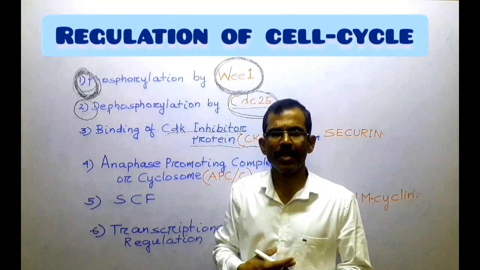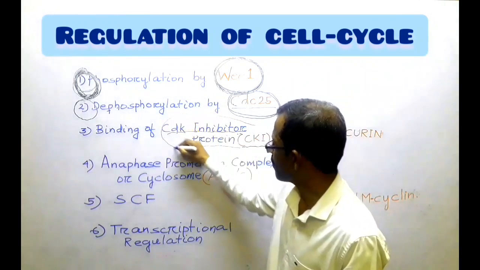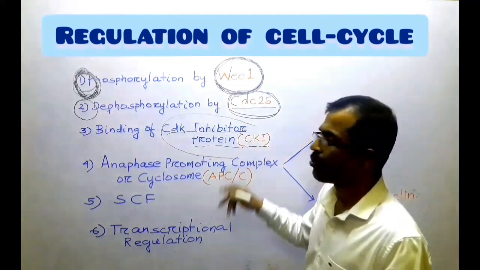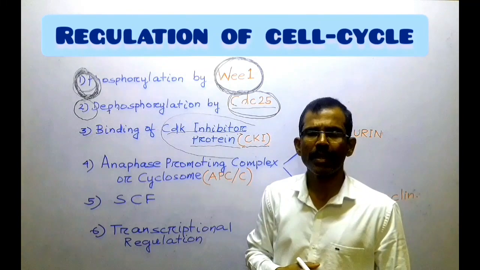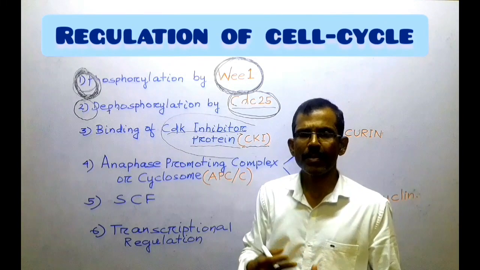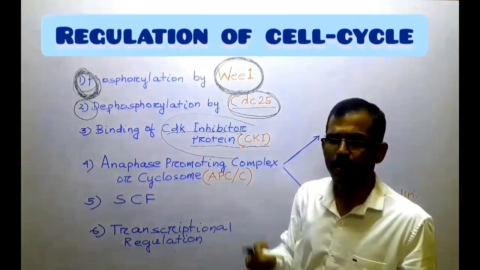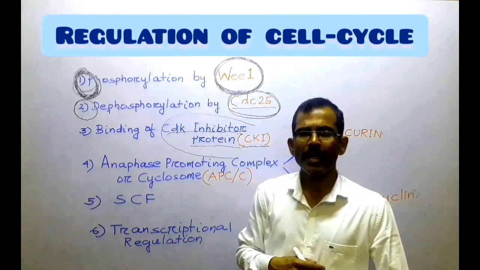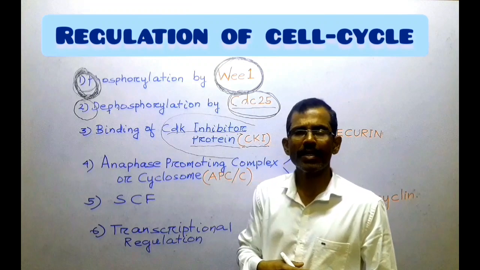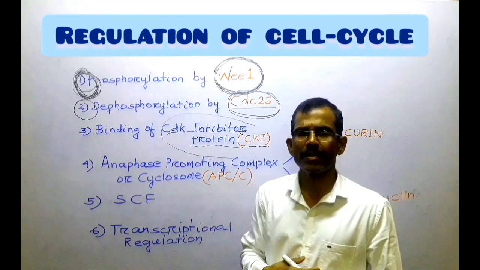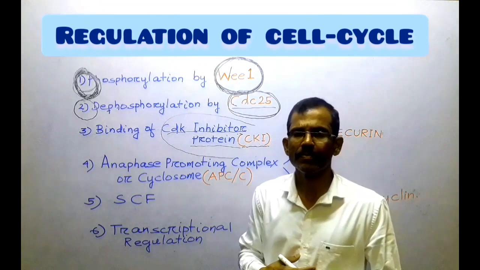In addition, there are some specific proteins called CDK inhibitor protein, CKI, which also inhibit the activity of cyclin dependent kinase. Three-dimensional structure of cyclin CDK CKI complex reveals that binding of CKI with CDK stimulates a large rearrangement in the kinase active site, thereby rendering it inactive.